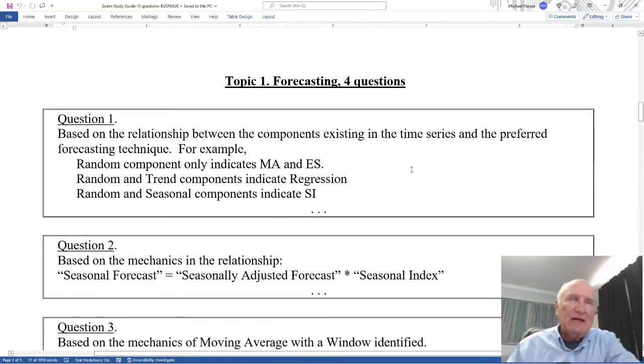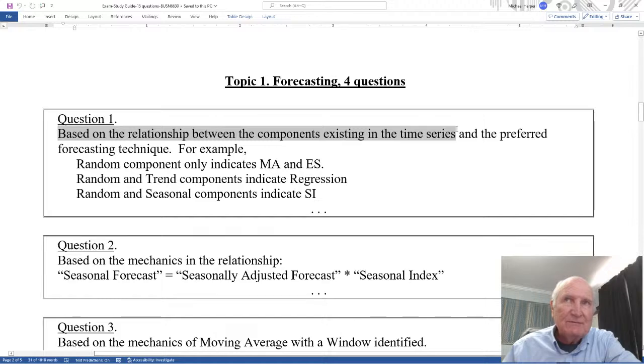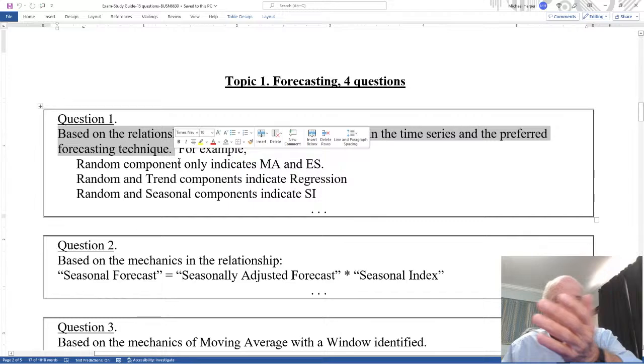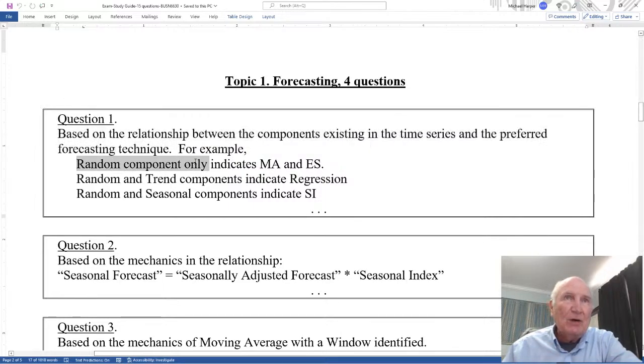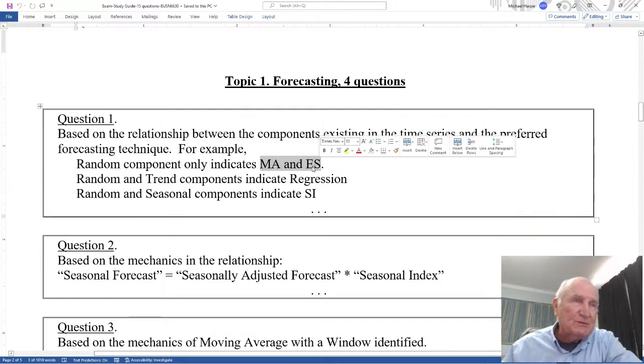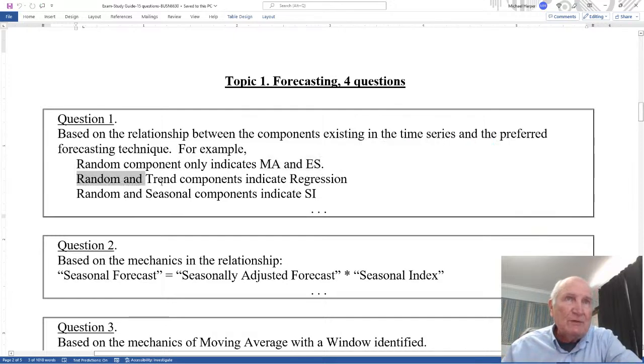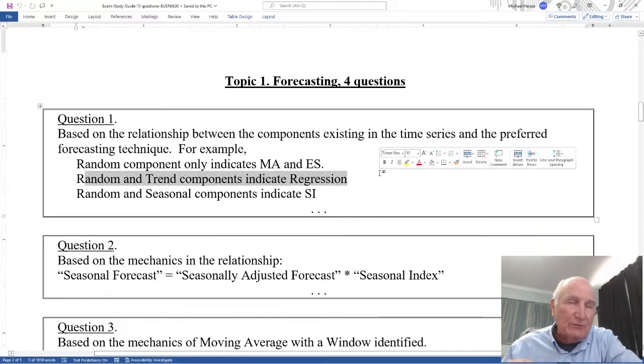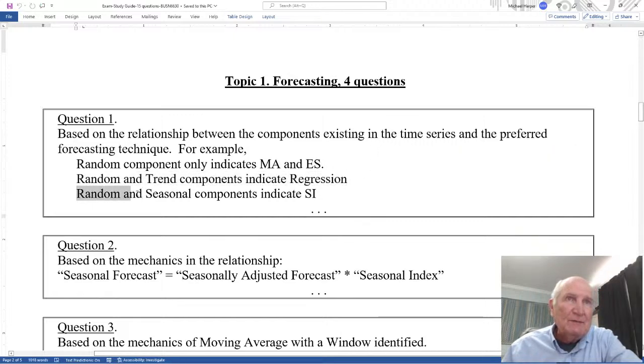Okay, let's go through each topic. Topic 1, forecasting, 4 questions. The first question will be based on the relationship between the components existing in the time series and the preferred forecasting technique. For example, a random component only indicates a moving average or exponential smoothing technique. Random and trend components indicate a regression technique. Random and seasonal components indicate the seasonal index technique.